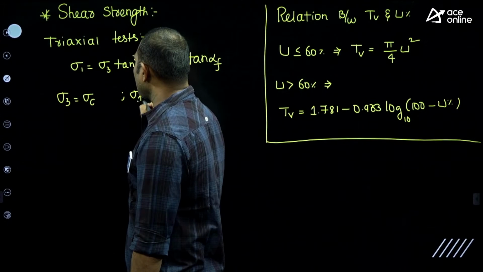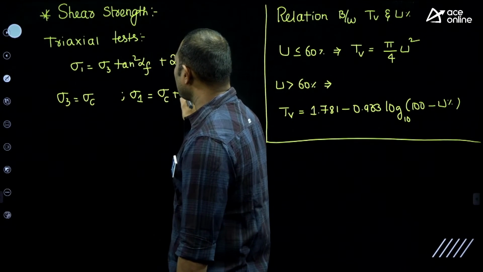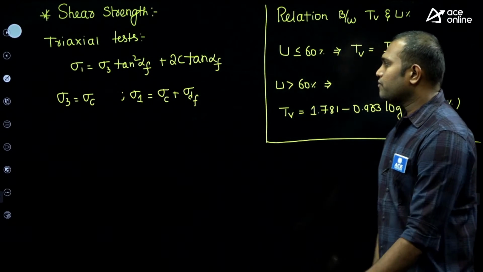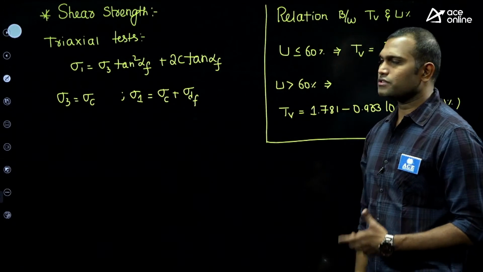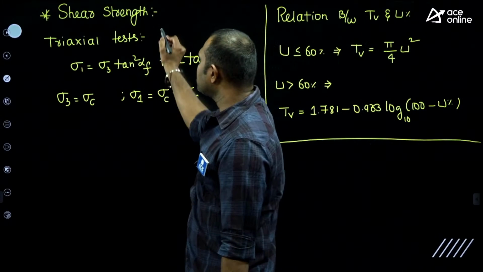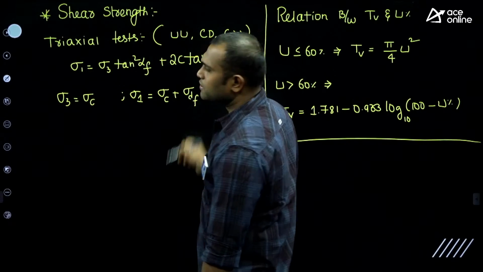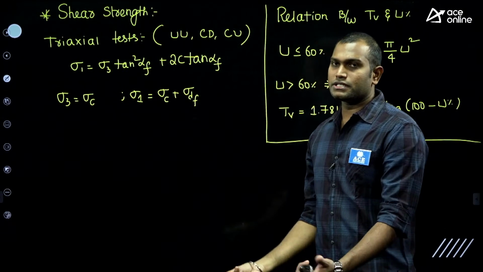In the shearing stage, we apply the deviatoric stress, which is nothing but sigma. Sigma 1 is nothing but sigma c plus sigma df. So they can ask you lots and lots of questions. In the triaxial test, there are different types of tests: UU test, CD test, and CU test. And we have various results also.